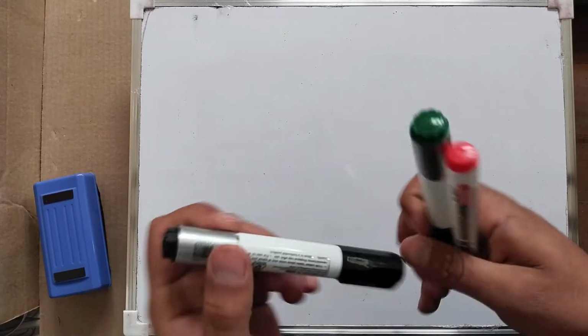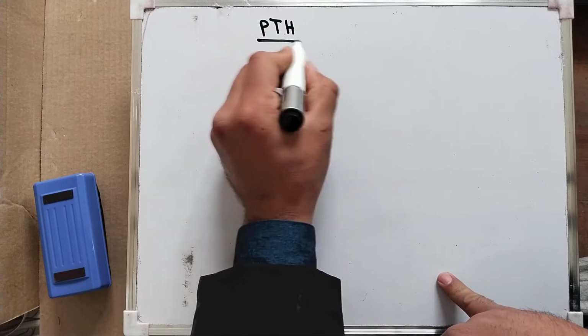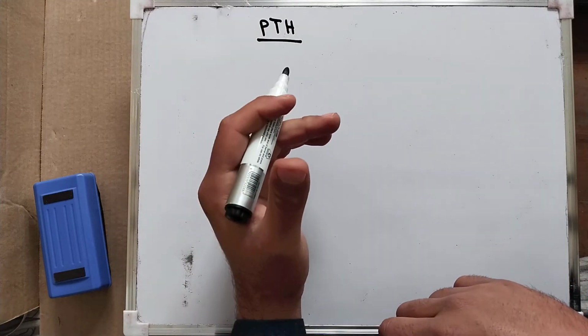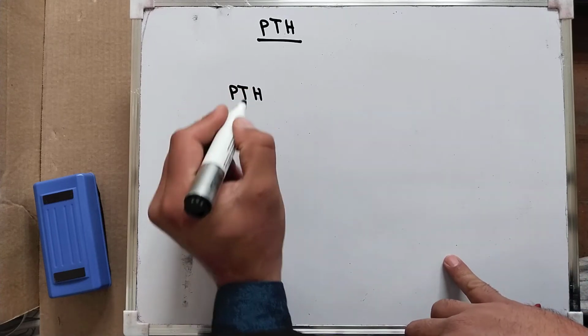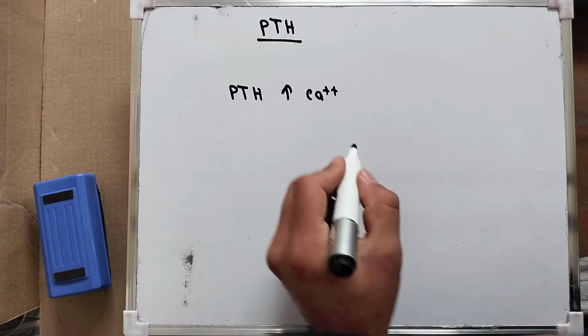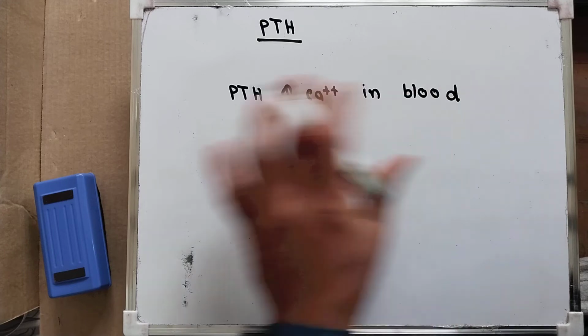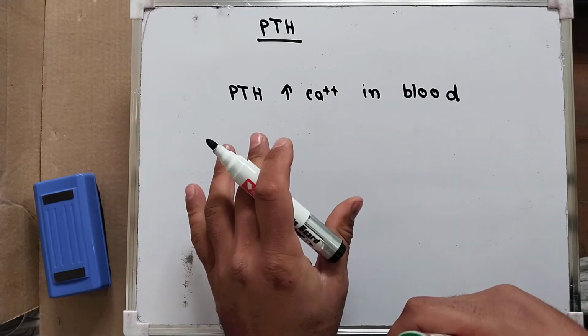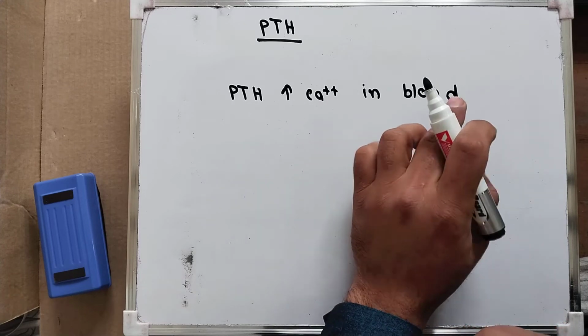Now let's talk about parathyroid hormone, PTH. PTH maintains calcium level in the blood. What does maintain mean? PTH increases calcium level in blood. This is the most important sentence in this topic of parathyroid hormone: parathyroid hormone increases calcium level in the blood.